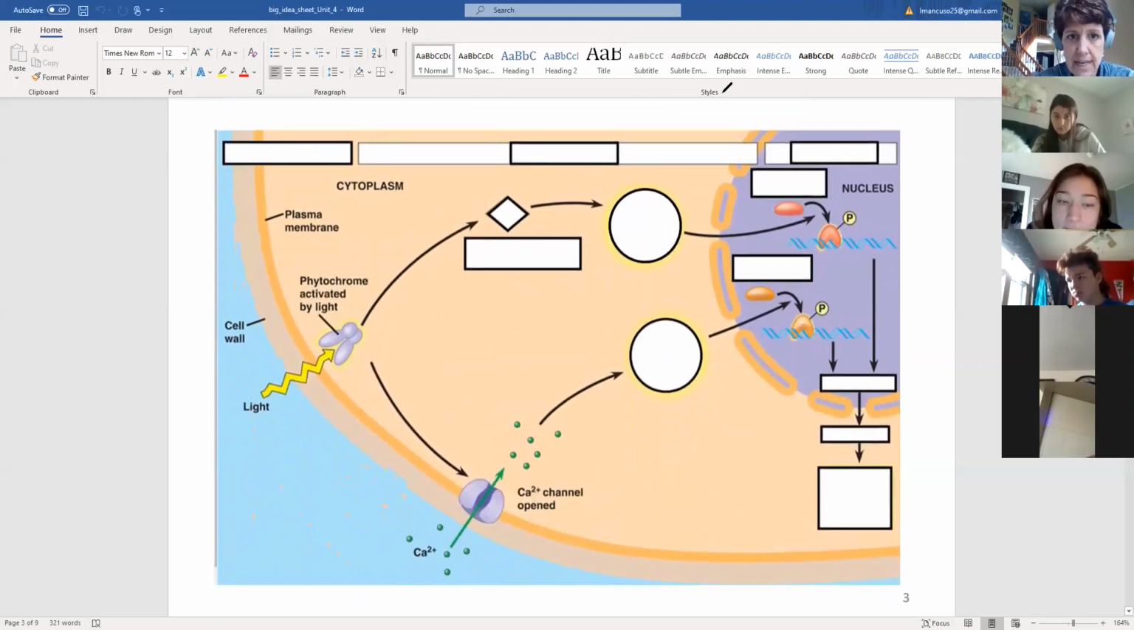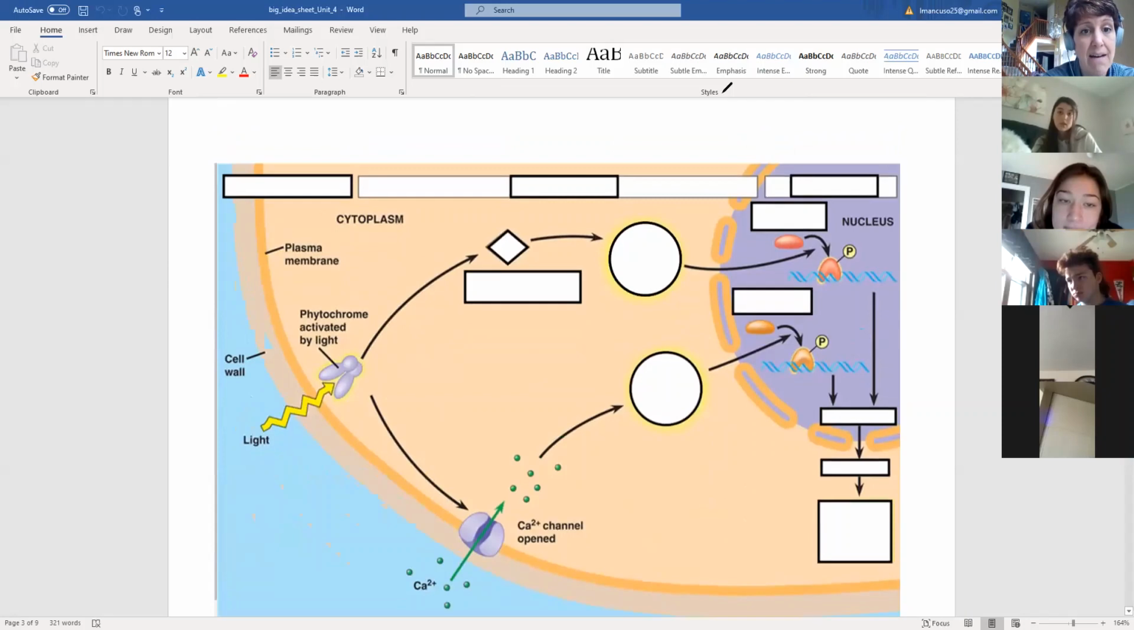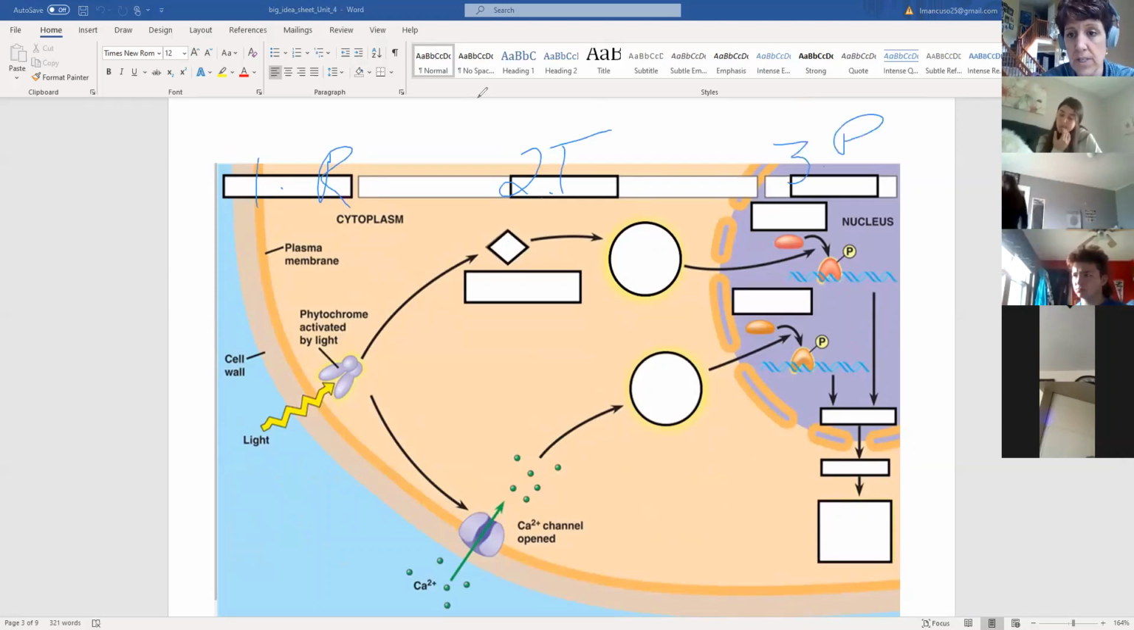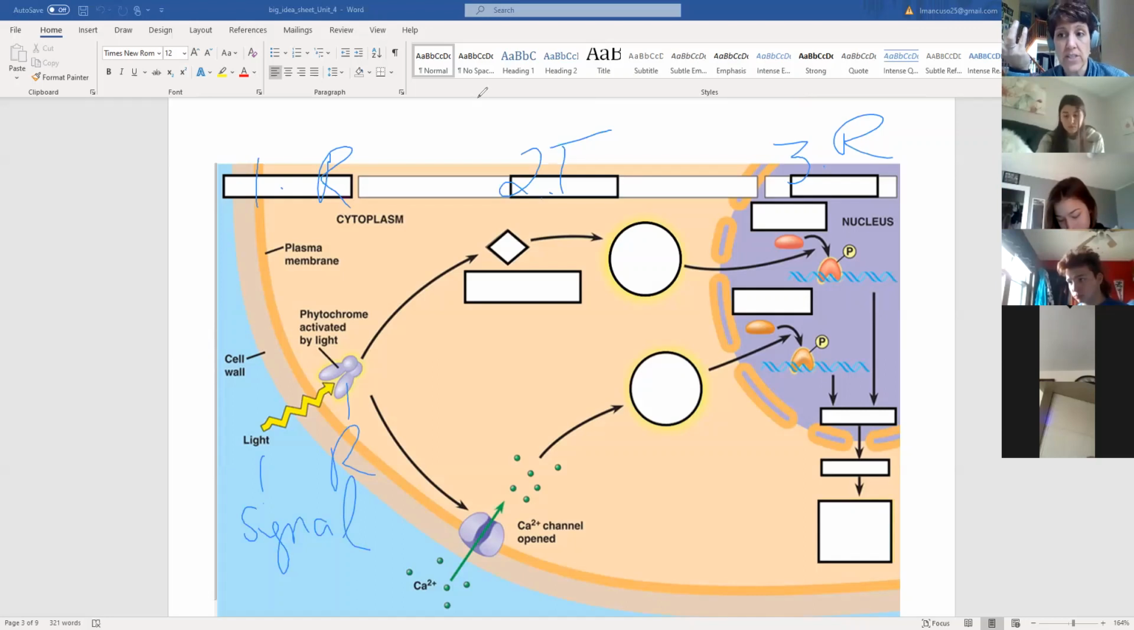Okay, second diagram. Again, I have step 1, reception, step 2, transduction, step 3, response. This time, here's my first receptor, here's my first signal. It's not a protein, it's literally light. You know this works in your body too. In order to activate vitamin D, you need a certain amount of sunlight. So even though you're not a plant, sunlight is still affecting your body. So there's the receptor, there's the light.